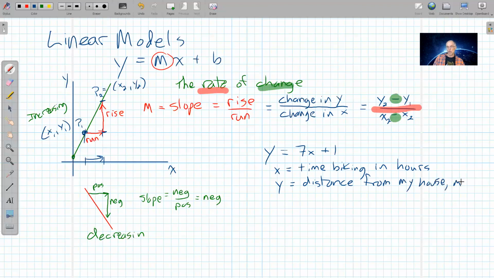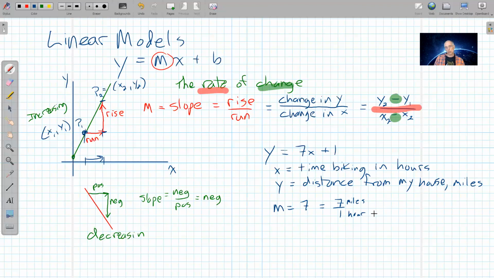And let's say that's in miles. When I find that slope, which I'm claiming is 7, I could write it as a fraction by saying 7 over 1. The numerator is the change in y, so that would be a change of 7 miles. The denominator is a change in x. X is hours, so that would be 1 hour. So what the slope is giving me here is my average speed in miles per hour.